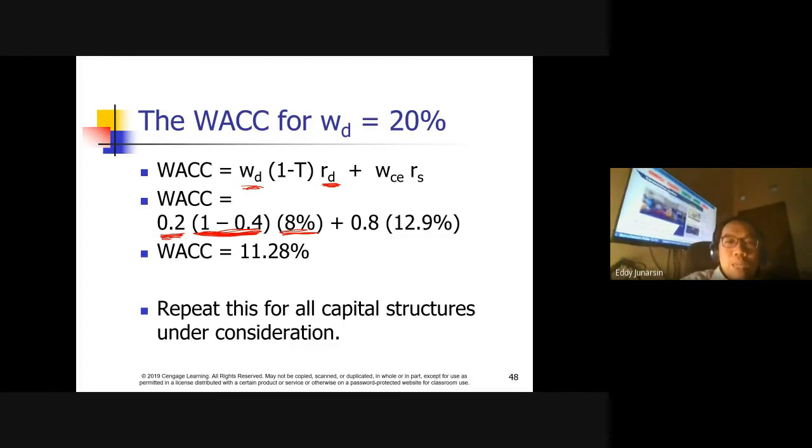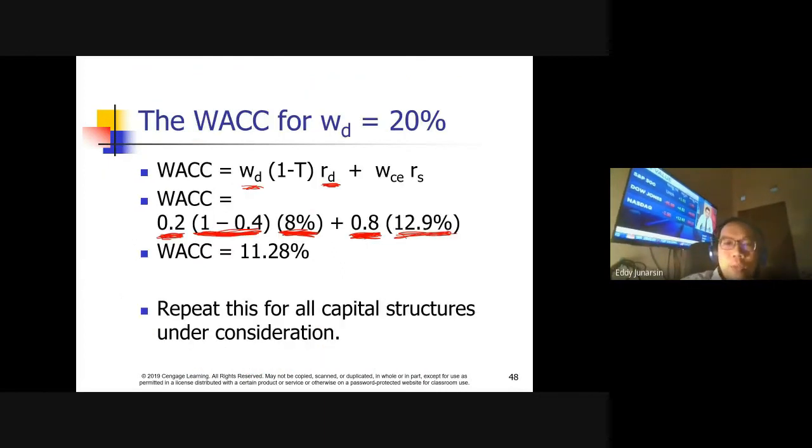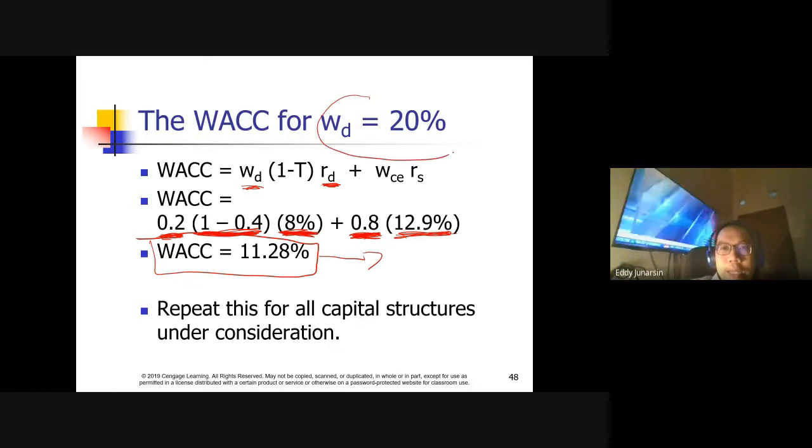So again, 20% multiplied by the cost of debt, 8%, multiplied by 1 minus the tax rate. So this is the tax deductibility. Plus the cost of equity. This is the proportion of equity. If the debt ratio is 20%, of course, the proportion of equity is 80%, multiplied by the cost of equity that we found in the previous slide. The new cost of equity for the 20% debt ratio is 12.9%. So we get the new cost of capital here. This is the cost of capital when the debt ratio is 20%.